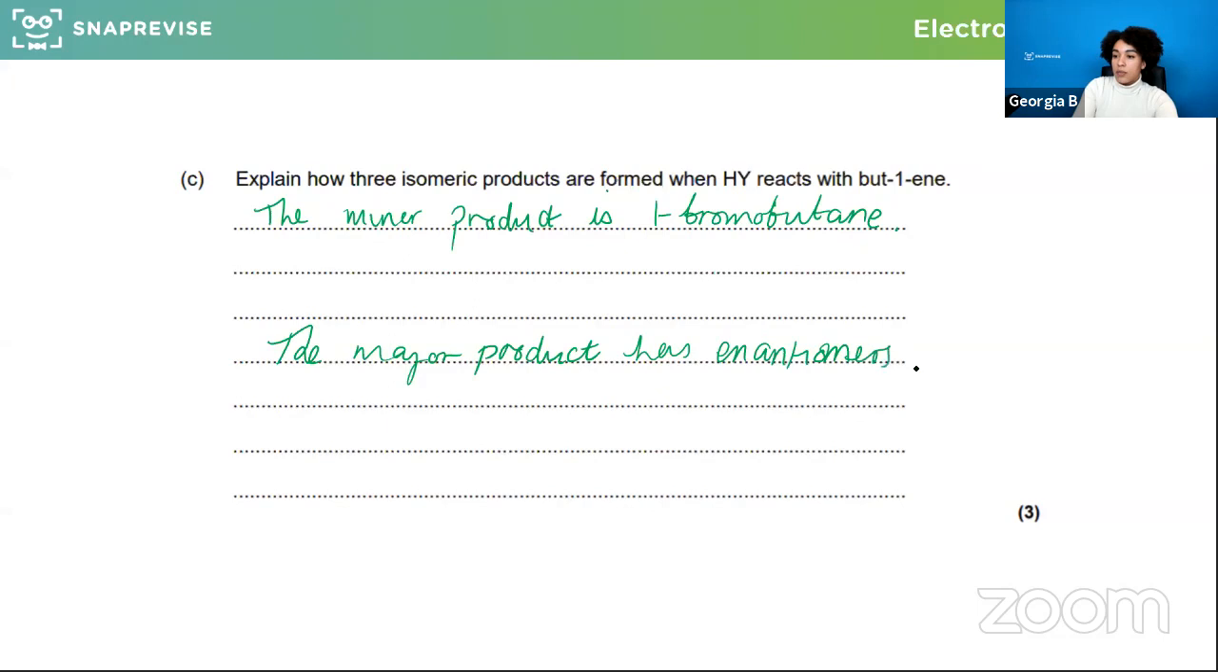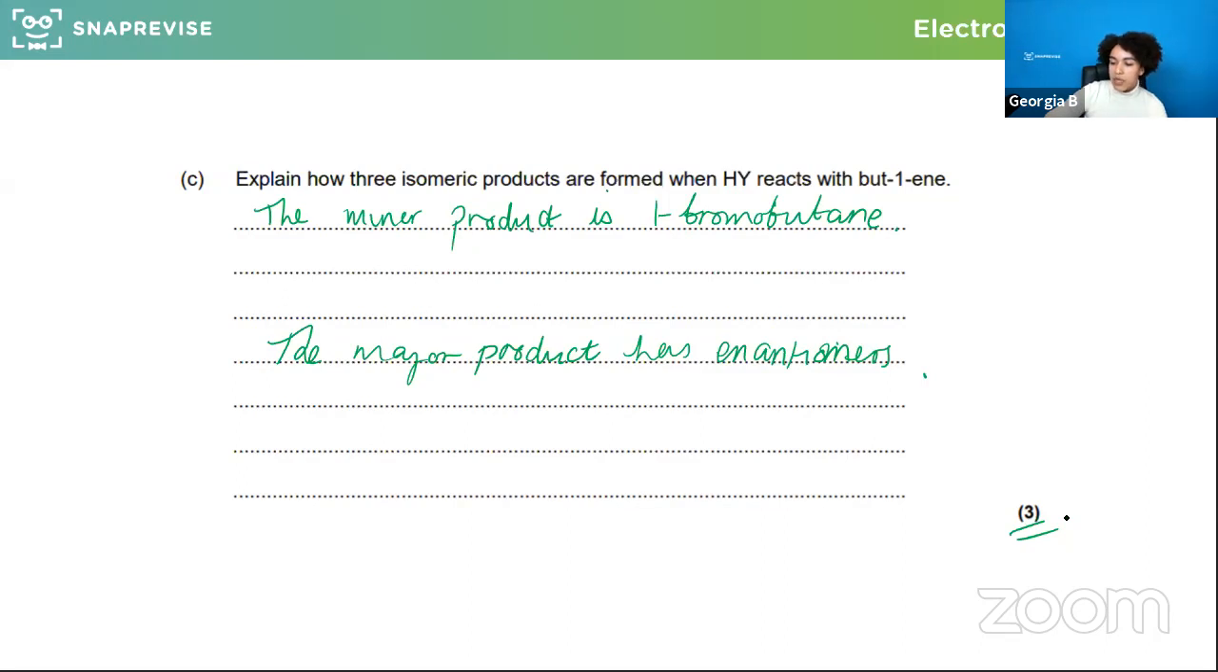So this is a good example of having to think about all of our different kinds of isomerism. When we're thinking about isomers, we should be thinking about structural isomerism, we should be thinking about cis-trans, EZ isomerism, and we should be thinking about optical isomerism as well. Okay, so this is actually a 3-mark question, right? So we need to do some explaining.